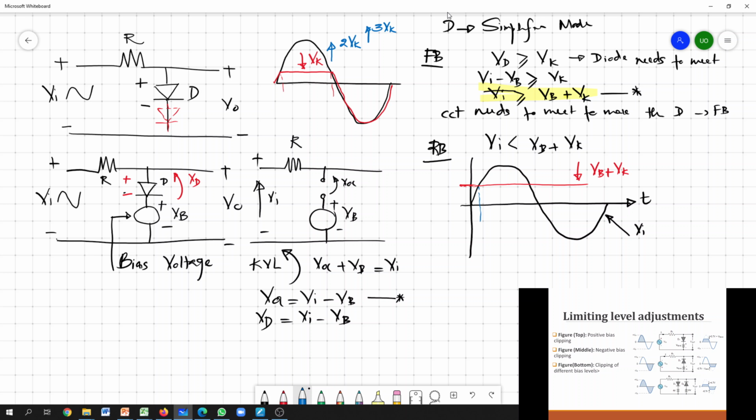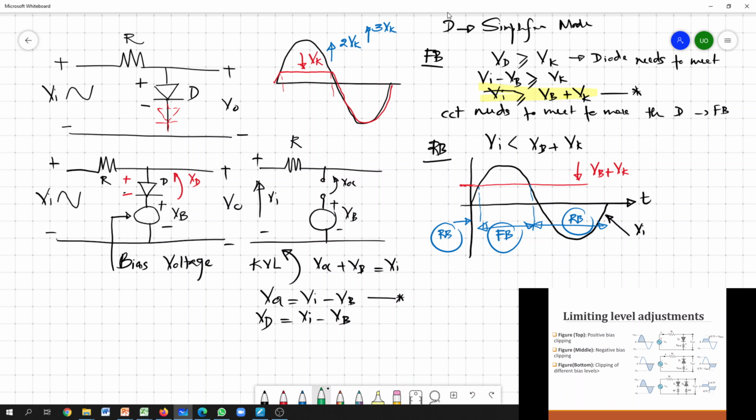By looking at this, we can clearly identify when and where this diode gets forward bias. During this portion, your input voltage is greater than VB plus VK, so during this block we can simply claim that this diode gets forward bias. What about the other regions? Our input is less than VB plus VK, and that should definitely be reverse bias. During this small block also it is reverse bias.